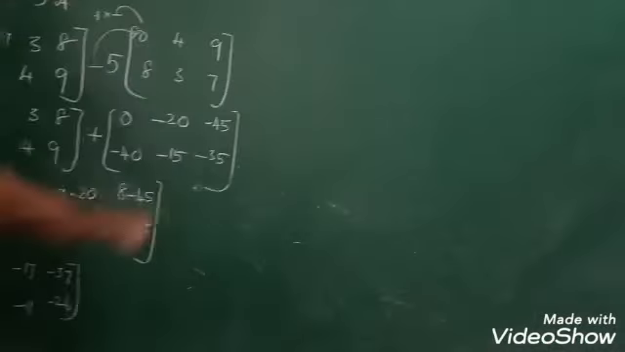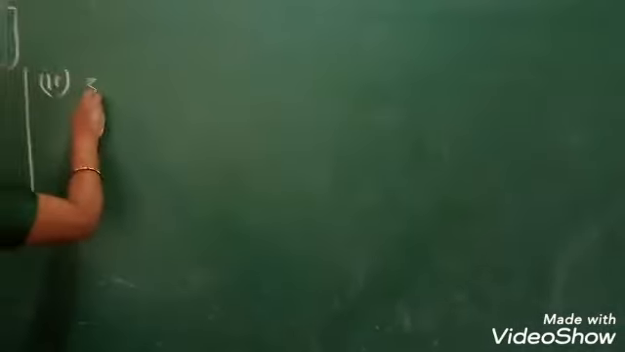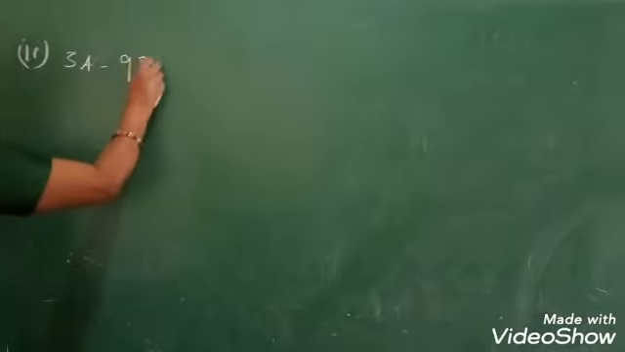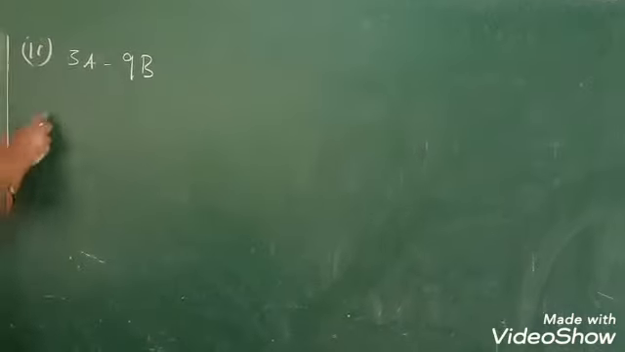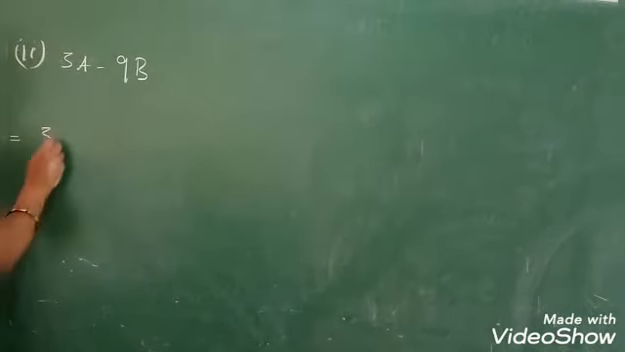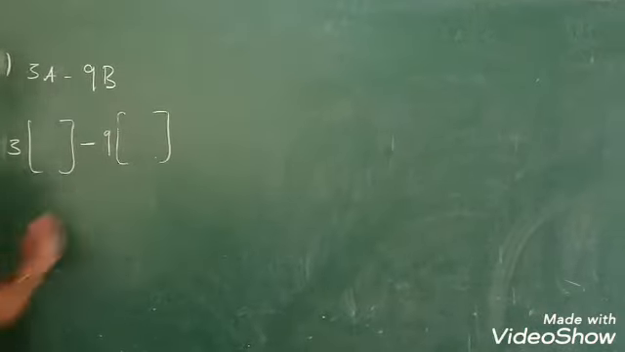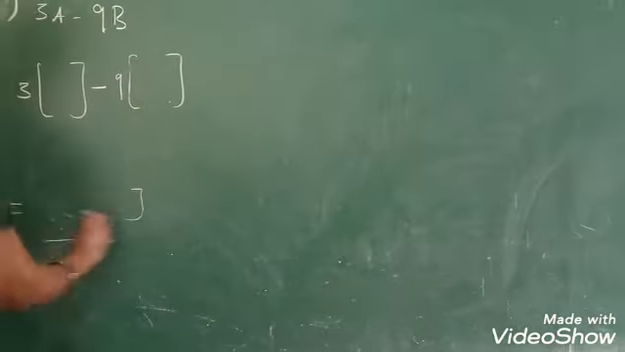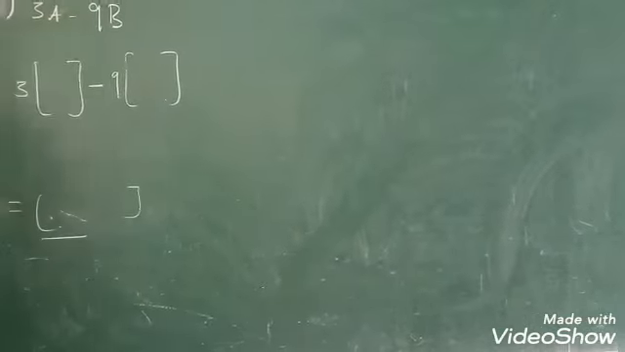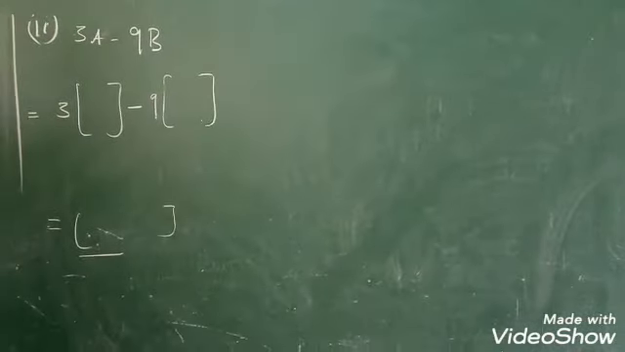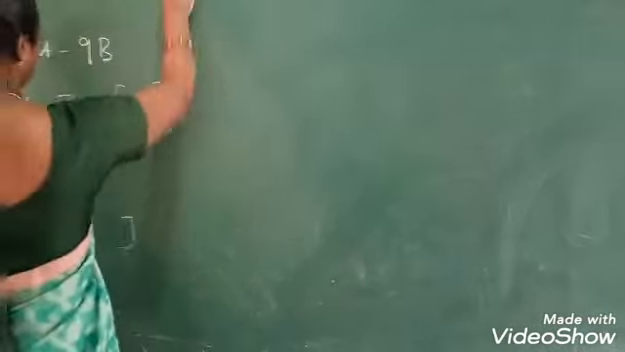The second part is, the question is 3A minus 9B. See girls, this is the sum you have to do. 3 times of A matrix minus 9 times of B matrix. You have to simplify and say the answers. Okay, check the answers in the book. Okay, see the fifth sum first.